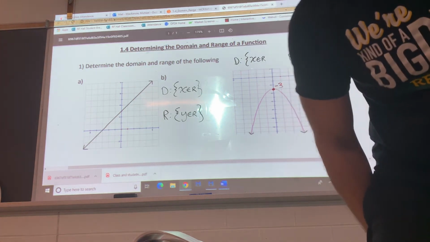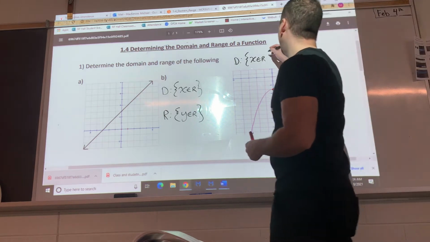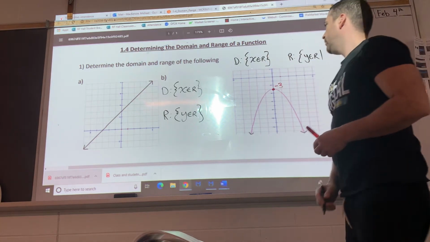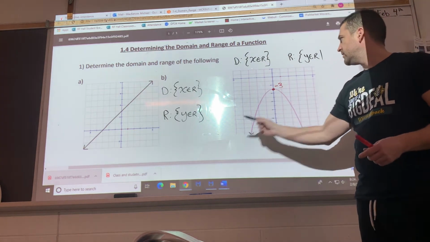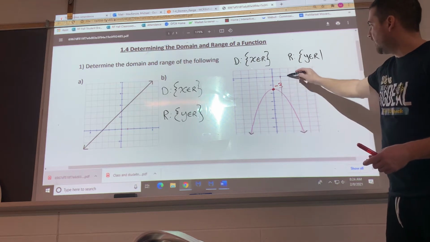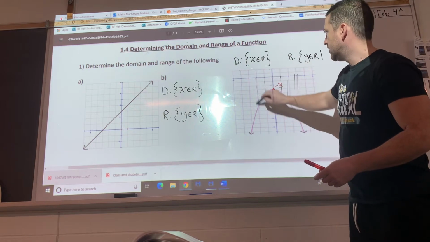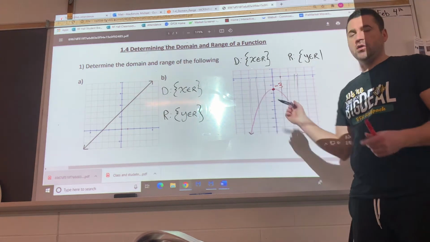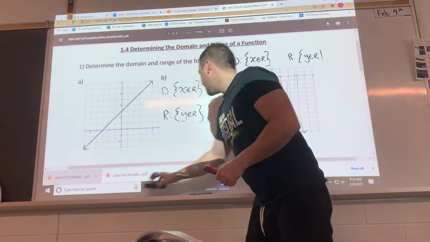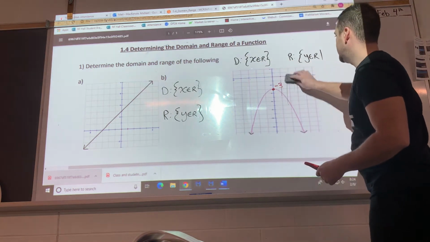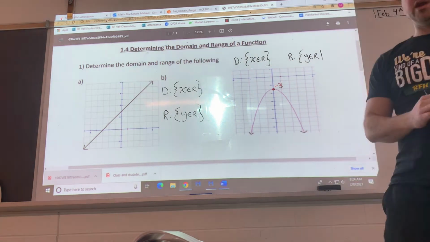Yeah, x ∈ R, that's correct. So all quadratics are x ∈ R. All our negative x values, all our positive. So every x value will hit the graph at some point. And now our y values, so our range.